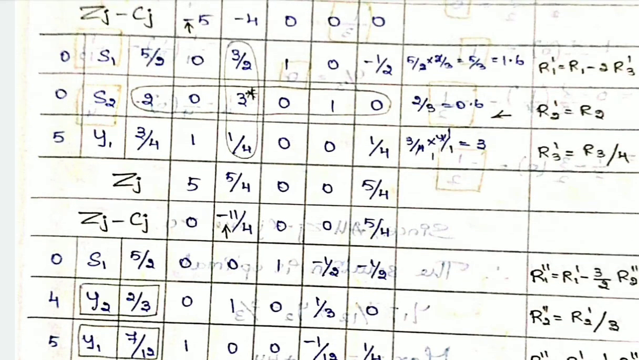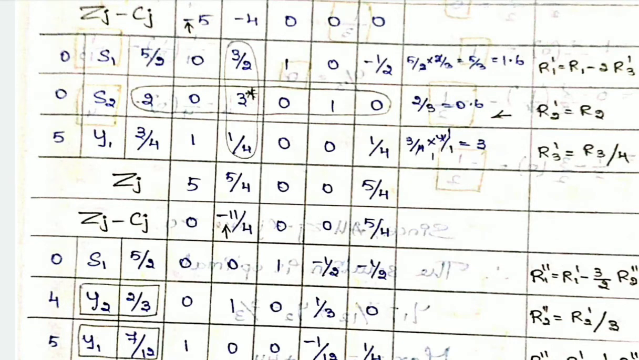Next we have to find out the ratio. 5 by 2 divided by 3 by 2, 2 divided by 3, 3 by 4 divided by 1 by 4. So obviously 0.6 is the least value. So you have to choose R2 dash as your key row. So 3 is your intersection element.